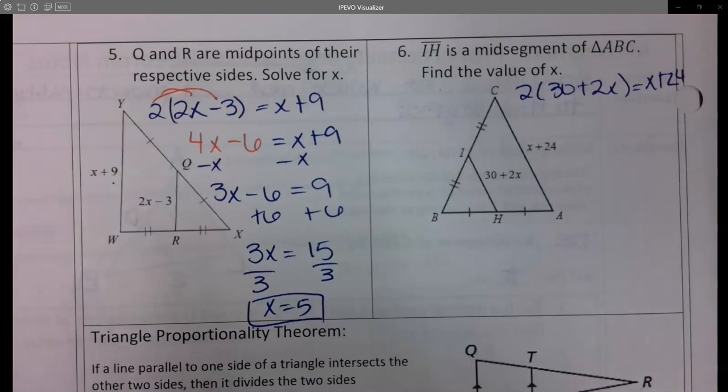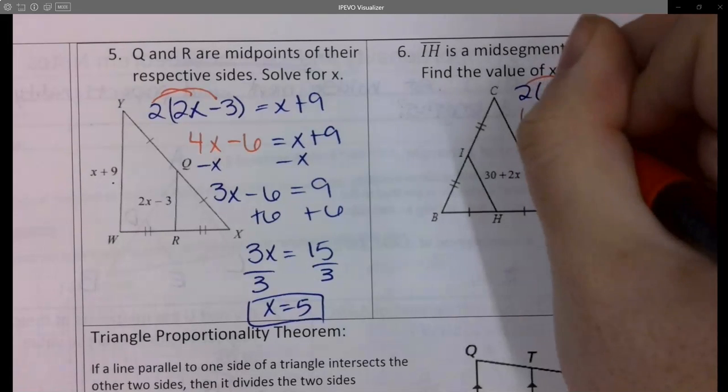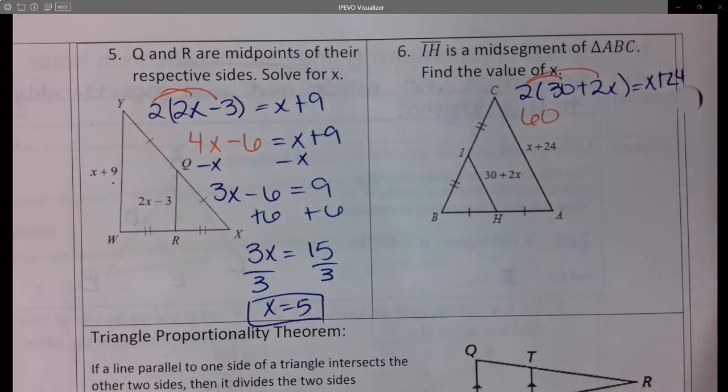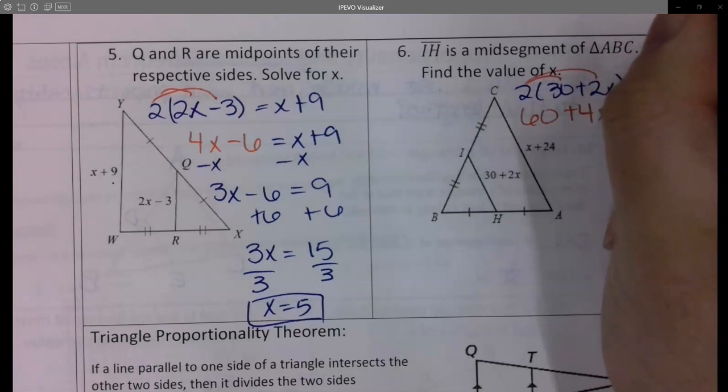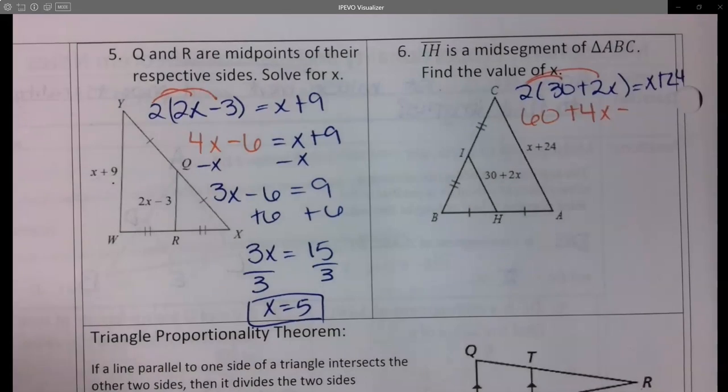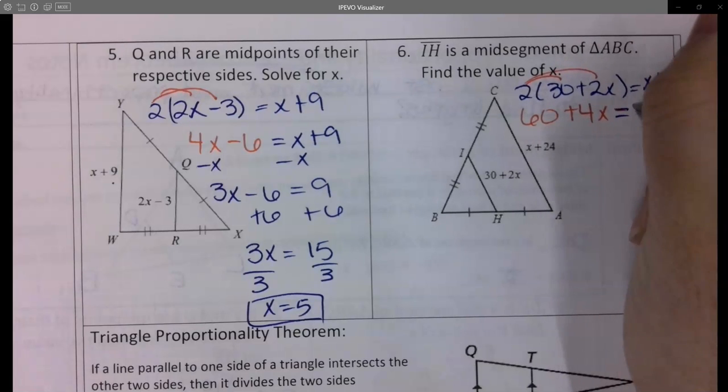So again, I want to go ahead and distribute the 2. 2 times 30 is 60. 2 times 2x is 4x. And then it's still equaling x plus 24.